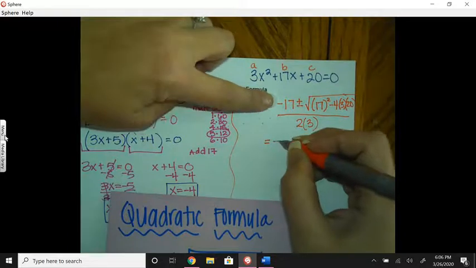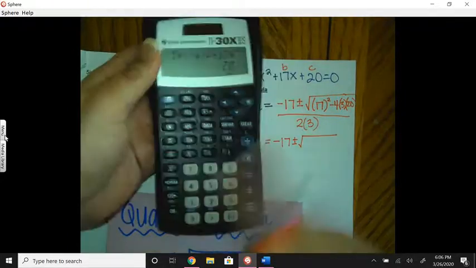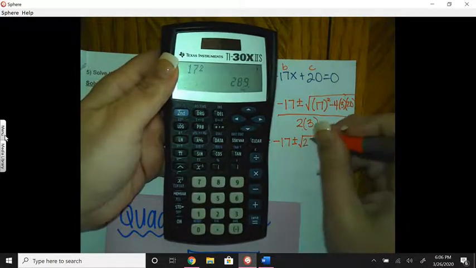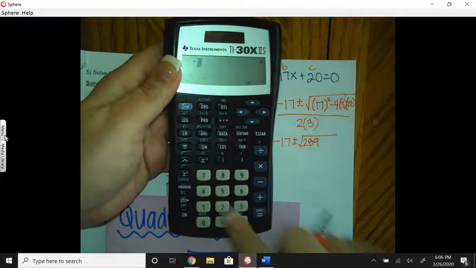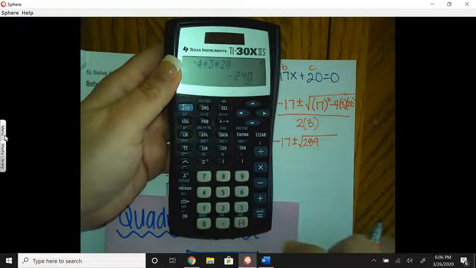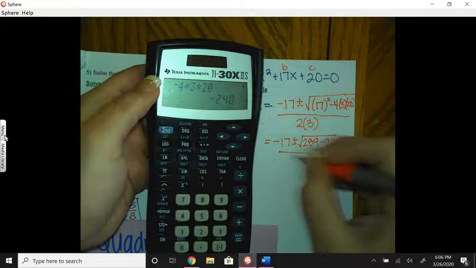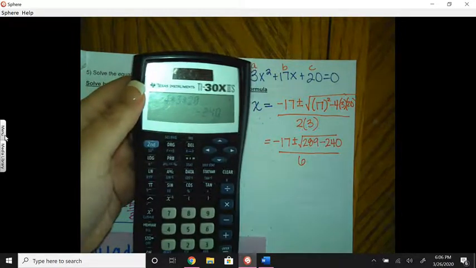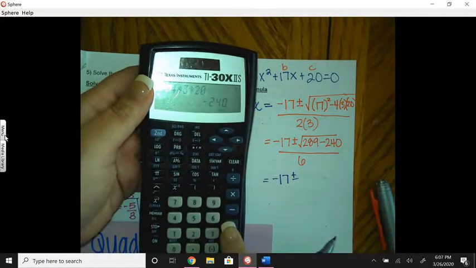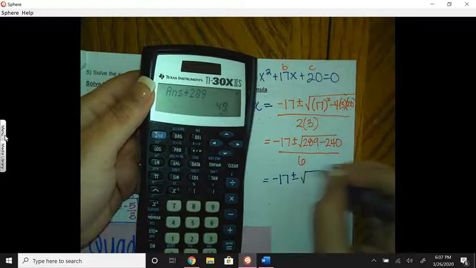So we would get negative 17 plus or minus the square root of 17 squared, which is 289, and then negative 4 times 3 times 20 is negative 240, all divided by 6. And then negative 17 plus or minus, so we would combine that with 289, and we would get 49.